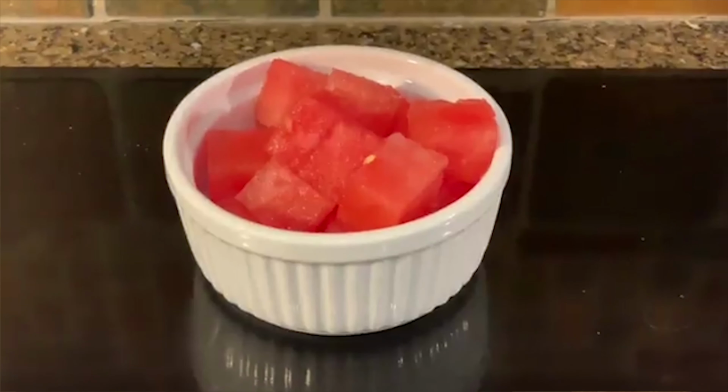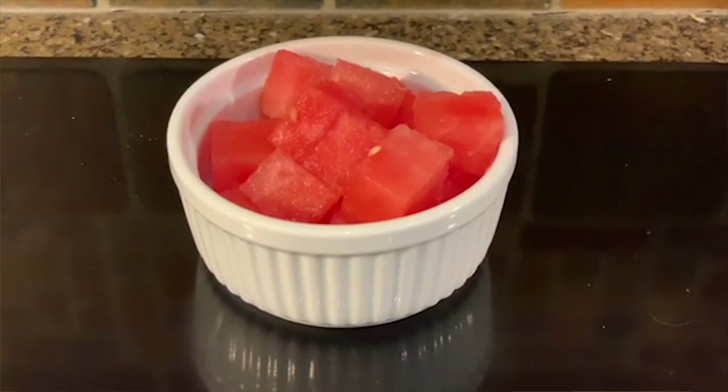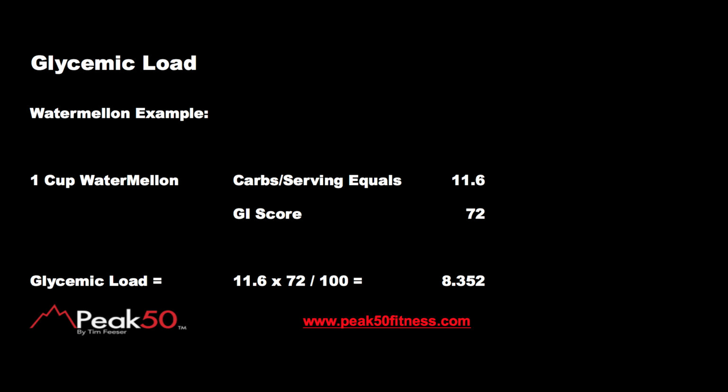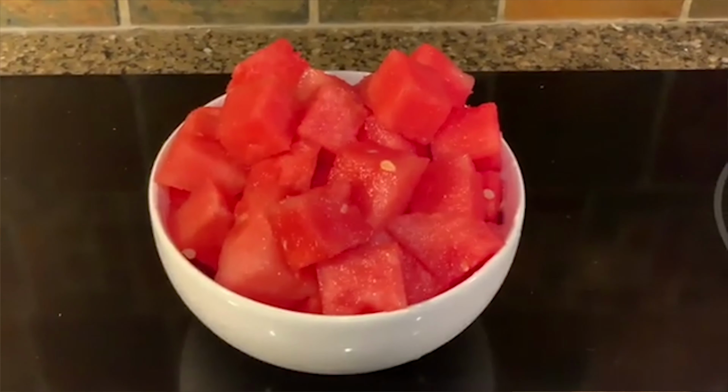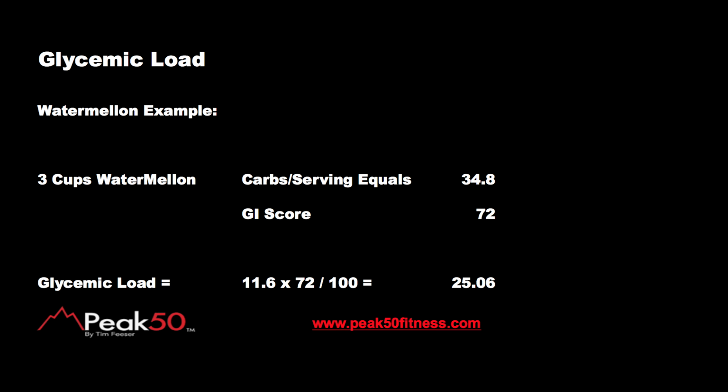Now let's take a look at a popular refreshing summer fruit, watermelon. We see that even though watermelon is a fruit with one of the highest GI scores, the GL is actually low for a 1-cup serving. However, from past experience at summer picnics, you know it's hard to eat just 1 cup. Let's say you have the equivalent of 3 cups. Then the GL jumps to 25, which could result in a blood sugar spike.